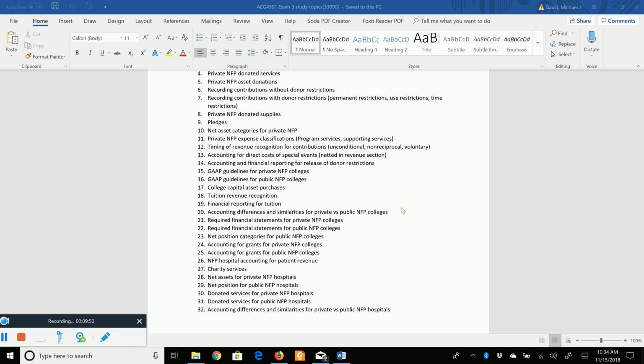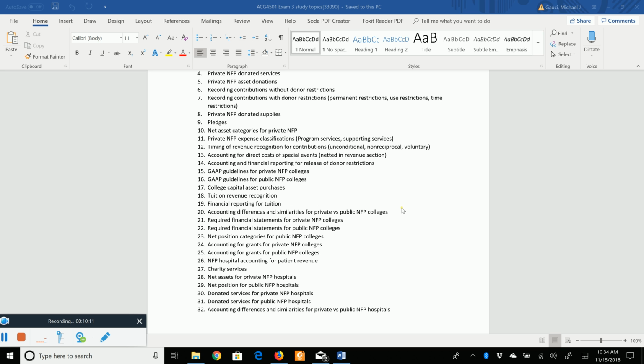Now on the expense side, we spent so much time talking about contributions and revenue items. Now number 11 is talking about expenses. Well, a couple things I want to say here. First of all, the expenses are always reported in the without donor restriction column on the statement of activities.